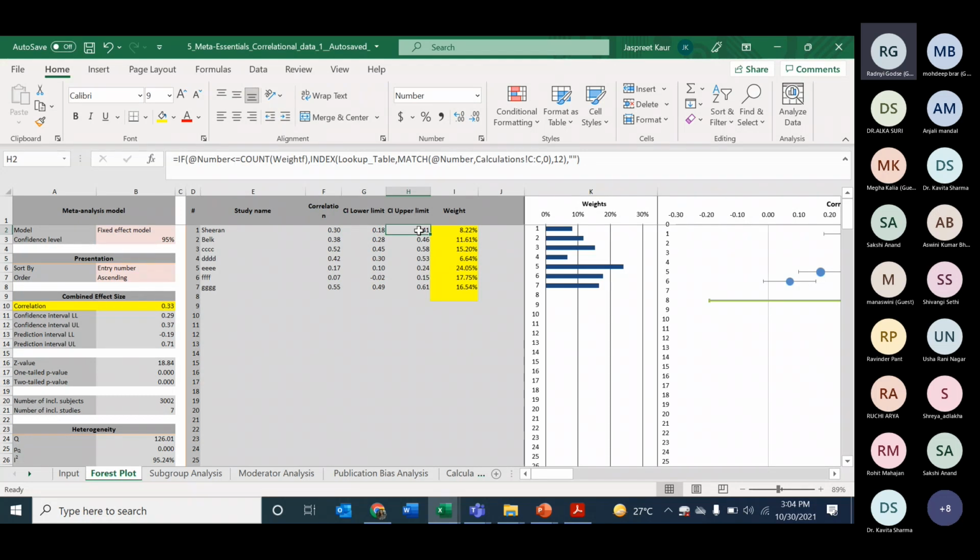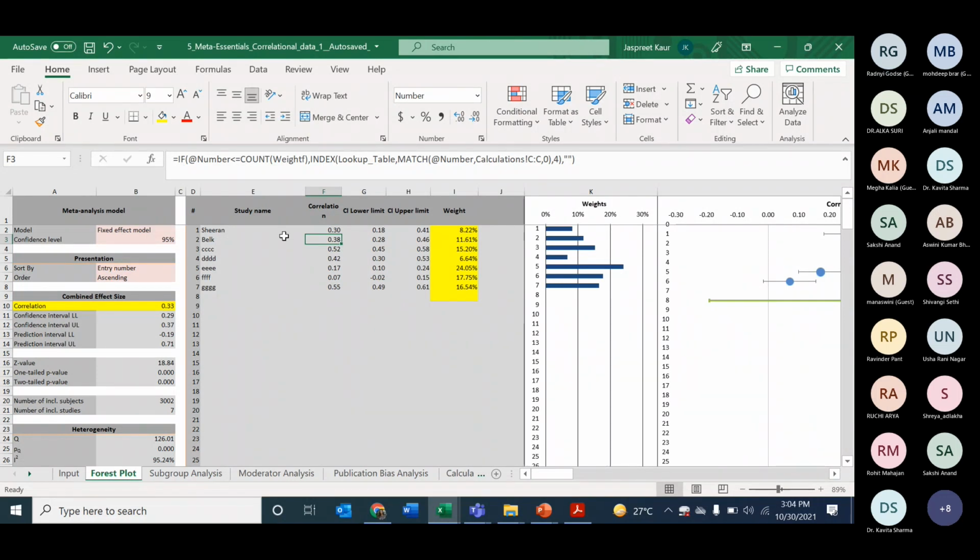Another parameter that you see over here is the lower limit and upper limit. So this is what we call the confidence interval. Now the confidence interval means that suppose I'm taking 0.30 as an effect size of Sheeran's study between urge to buy and perceived ease or perceived helpfulness. The upper and lower limit to this, or this particular effect size or power of the study, could vary from 0.18 to 0.41.